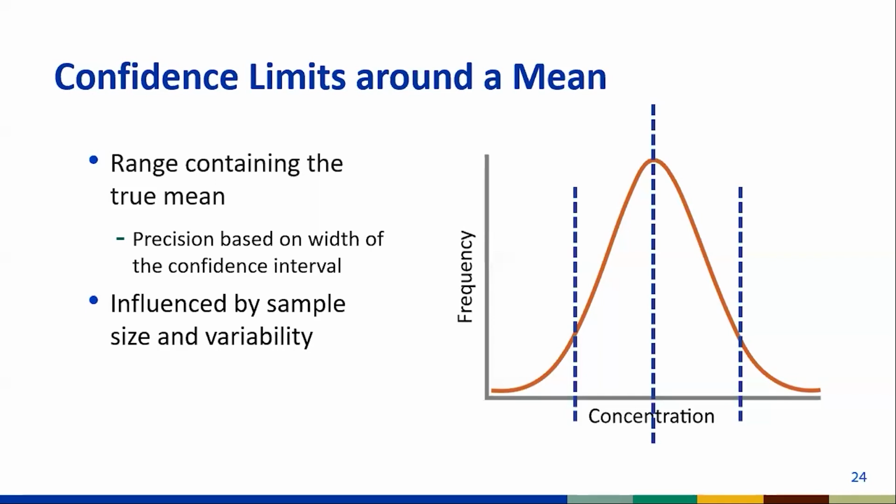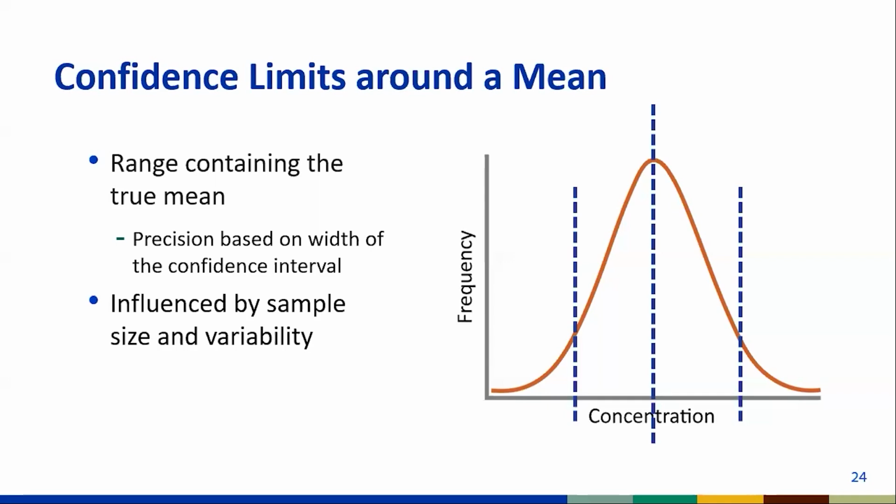Let's start with sample size. If we were to collect 40 samples instead, we would expect the confidence interval to narrow, indicating a smaller range within which the true average lies. As a result, our upper and lower confidence limits would move closer to the mean.